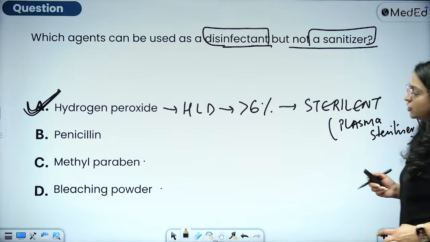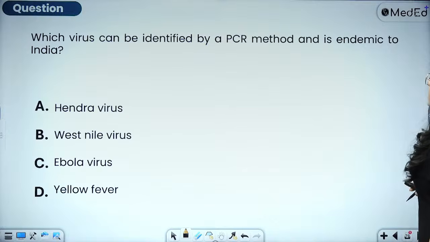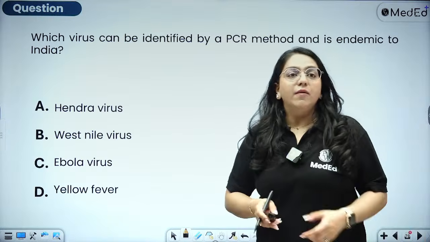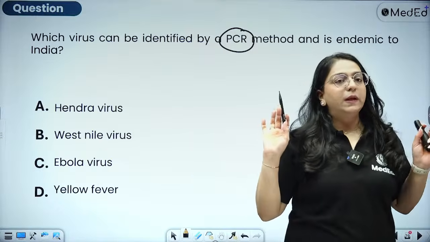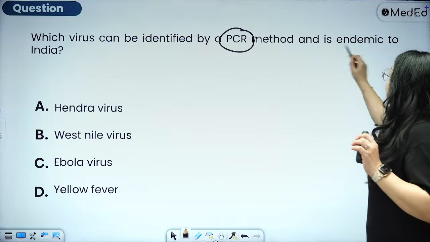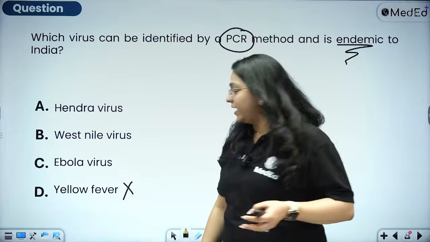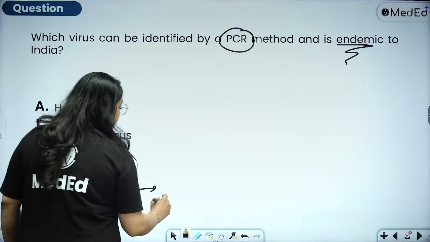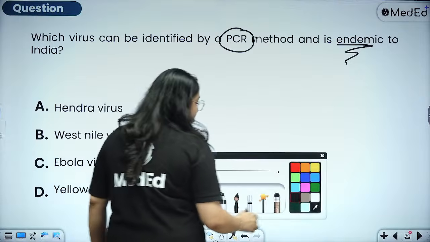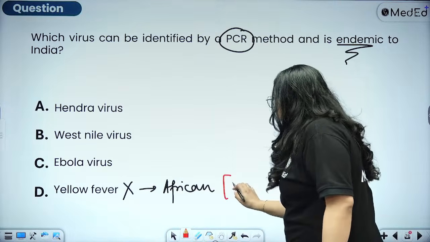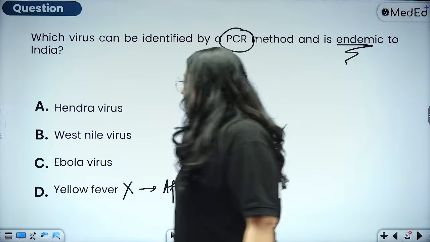Okay, chalo. Which virus can be identified by a PCR method and is endemic to India? All of these can be detected by PCR method, not a problem, they are all viruses, but it is endemic to India. Is yellow fever there in India? Not at all, nowhere in India. It is found in the African regions. And which strain of vaccine are you required to take to travel to India from Africa? The 17D strain of the vaccine.